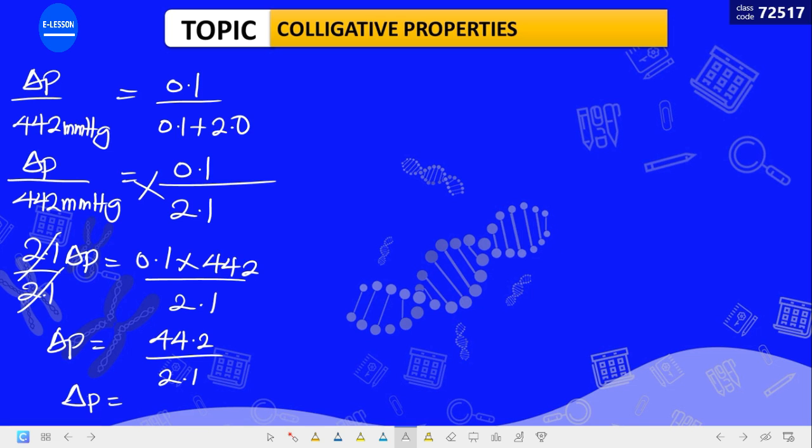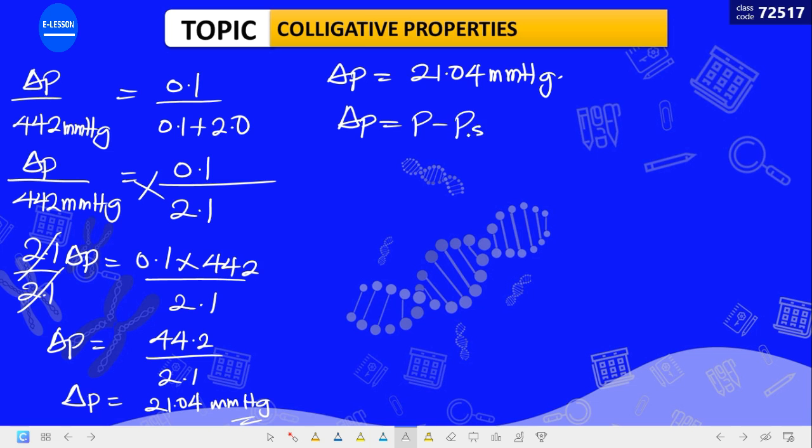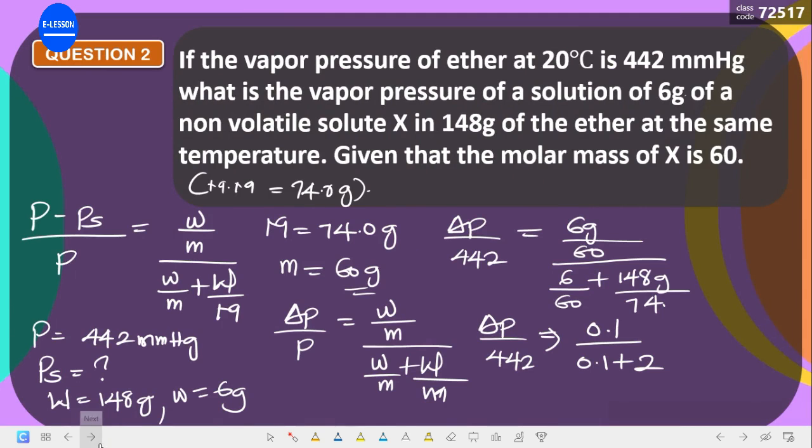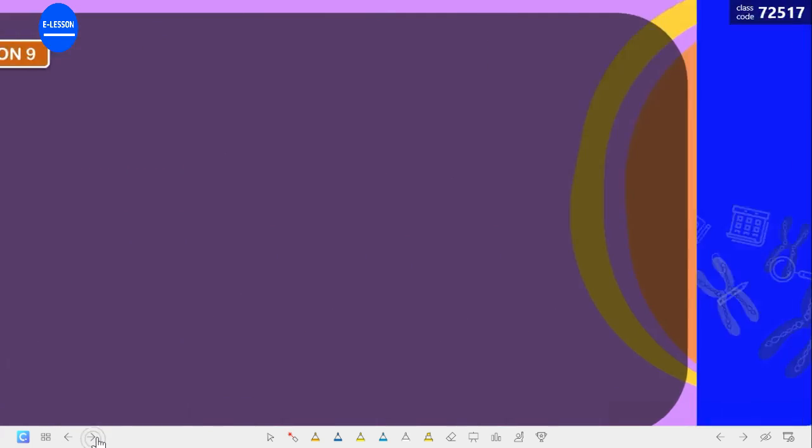44.2 divided by 2.1 will give us 21.04 millimeter of mercury. So our change in P for this question is 21.04 millimeter of mercury. We know that change in P is P minus PS. If you are asked to find the pressure of the solution, because that is what the question says, what is the pressure of the solution?